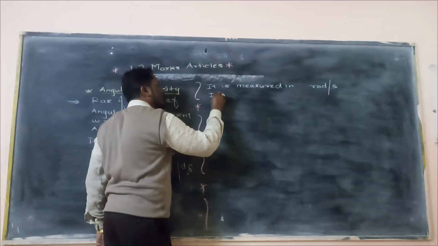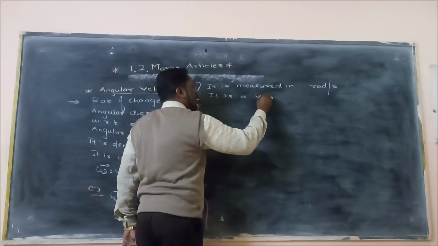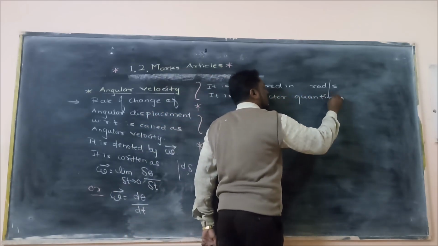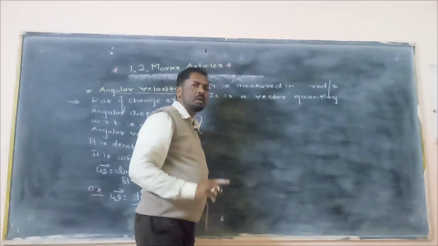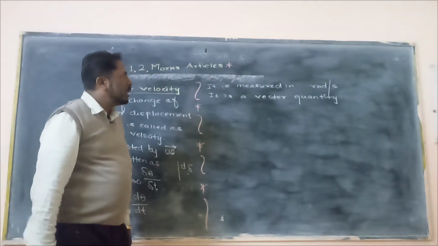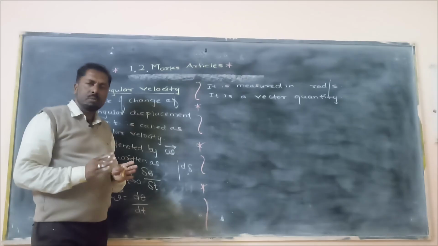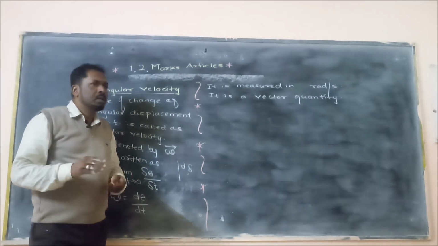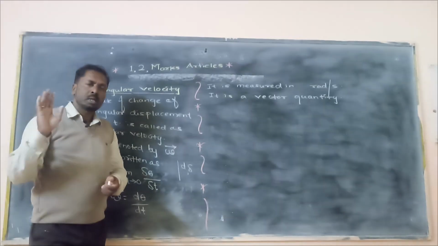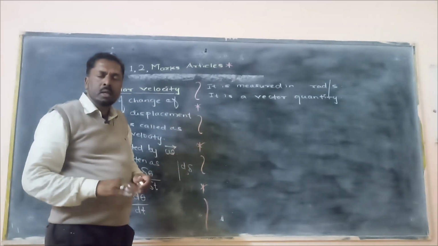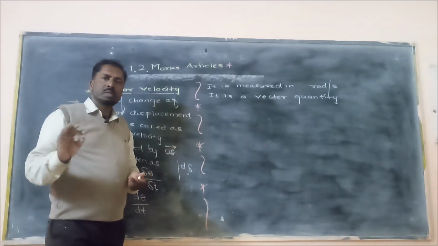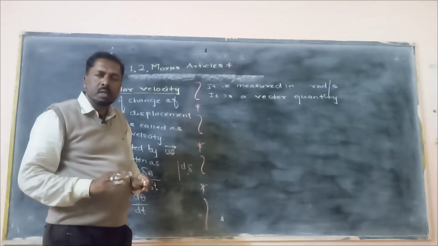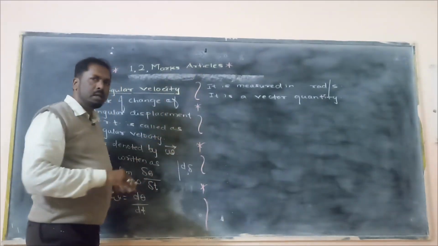It is a vector quantity. These are the points sometimes asked for 1 mark, that what is the unit of angular velocity. We have the 1 mark place in our HSC board exam. Sometimes it may also ask which quantity angular velocity is, whether it is scalar or vector. Angular velocity is a vector quantity. What is its unit? It is measured in radian per second.